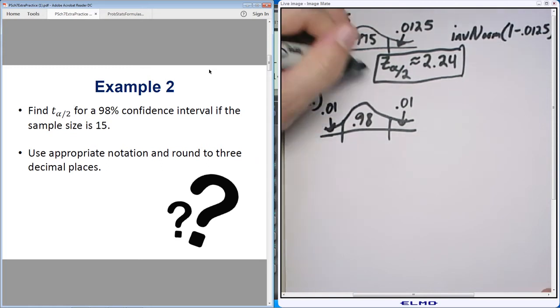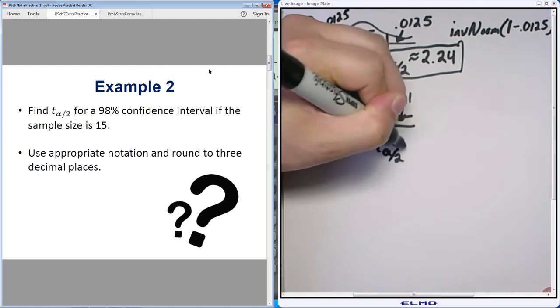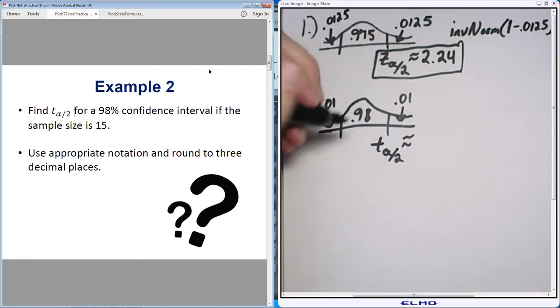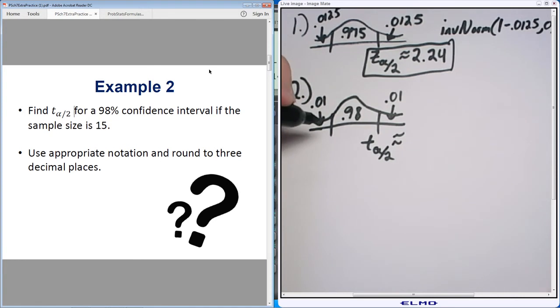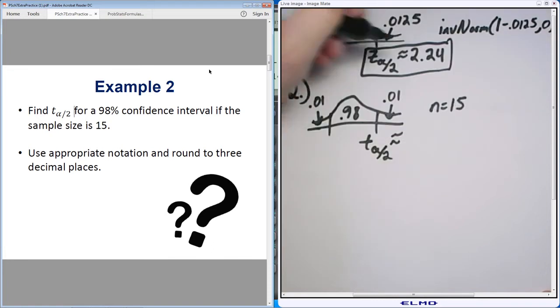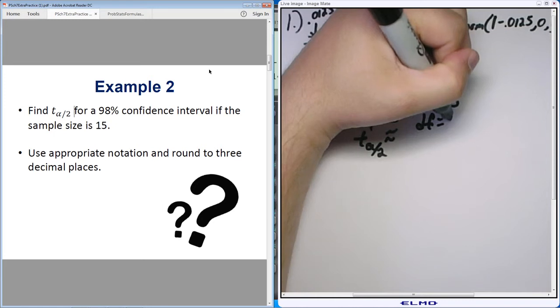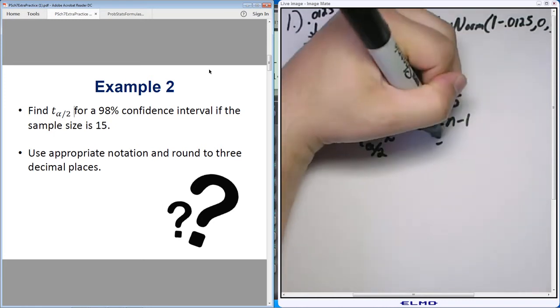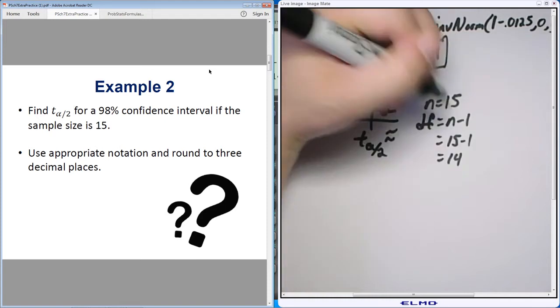You can use the calculator for that if you need to. T sub alpha over 2 is on the right-hand side. Now, since this is a t distribution, we need to find the degrees of freedom. The sample size is 15, so the degrees of freedom, that would be n minus 1, which is 15 minus 1, which is 14.